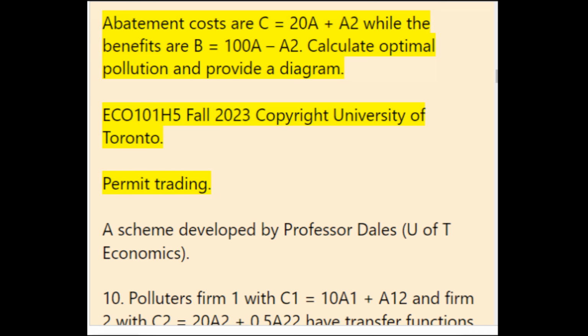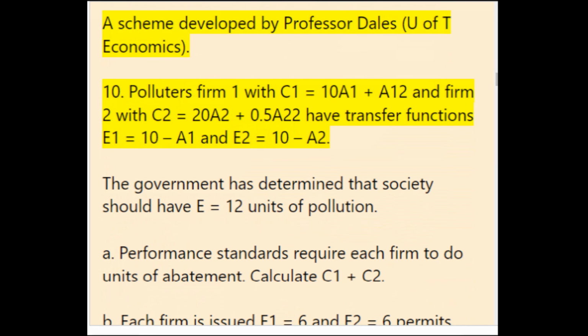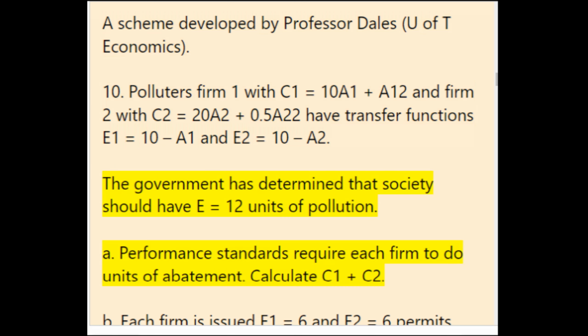Permit trading, a scheme developed by Professor Dales, U of T Economics. 10. Polluters. Firm 1 with C1 equals 10A1 plus A1 squared and Firm 2 with C2 equals 20A2 plus 0.5A2 squared have transfer functions E1 equals 10 minus A1 and E2 equals 10 minus A2. The government has determined that society should have E equals 12 units of pollution.